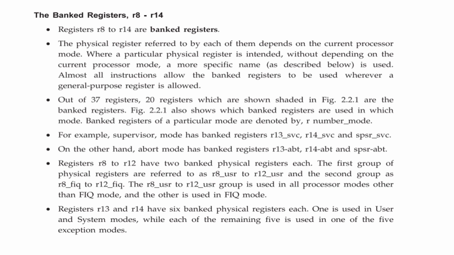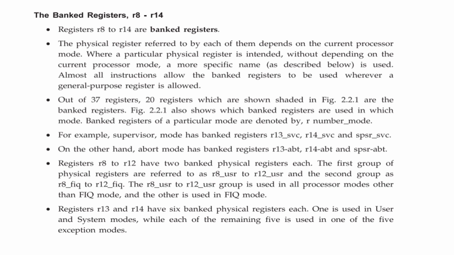So let's see. Where a particular physical register is intended without depending on the current processor mode, a more specific name is used. All the instructions allow the banked registers to be used wherever a general purpose register is allowed. Right? So out of 37 registers, 20 registers, shown shaded, are the banked registers. Figure 2.2.1 also shows which banked registers are used in which mode.